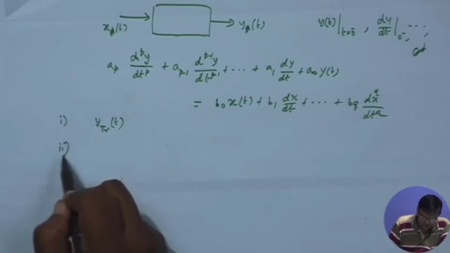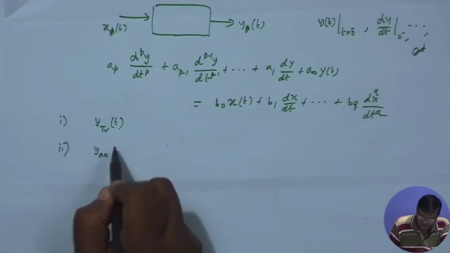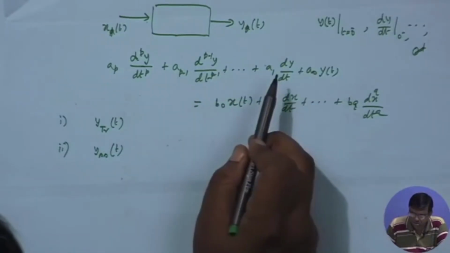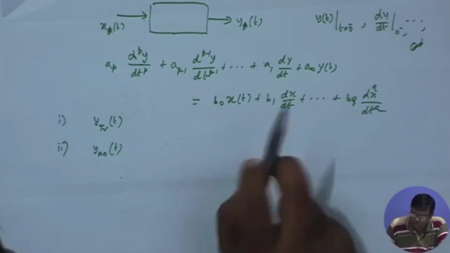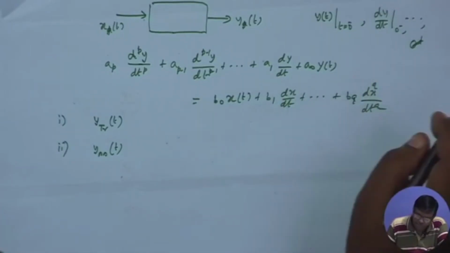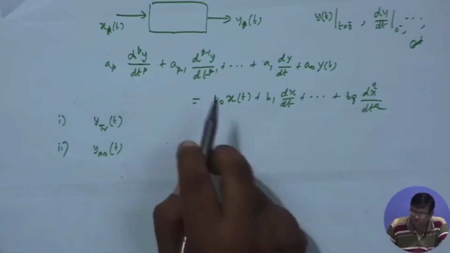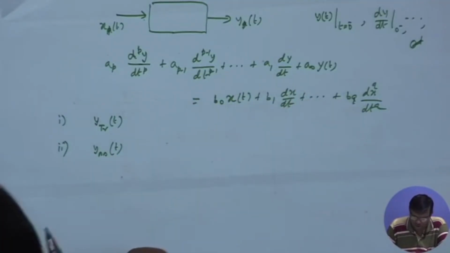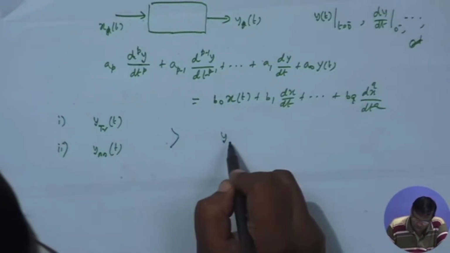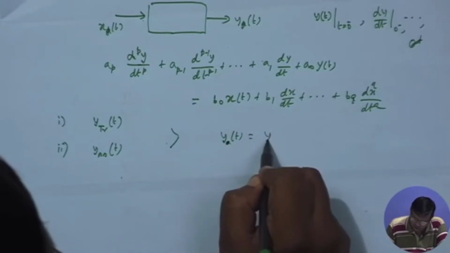Another solution is the steady state solution, y_ss(t). Here you assume the initial conditions to be 0, the input is 0 at t equal to 0 minus, and then it starts picking up, and then you solve it. That solution is given purely by the input only, with no effect of the initial conditions; that is called y_ss(t). Then our claim is that the total solution is a summation of the two.